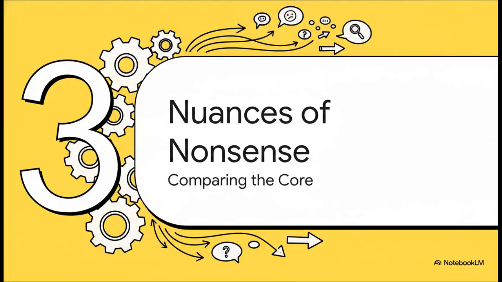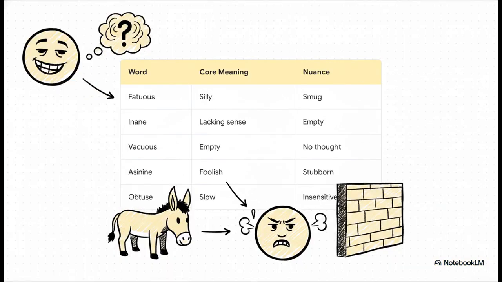All right, that brings us to Section 3, the nuances of nonsense, comparing the core lexicon. Now that we have our 5 core words, let's synthesize this information and map out the subtle differences between them. Choosing the right word for your essay or story is entirely about the exact flavor of foolishness you're going for. If your character is acting smug, boom, use fatuous.